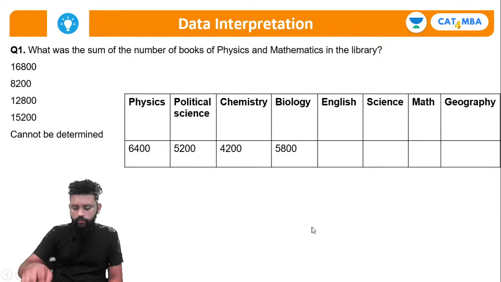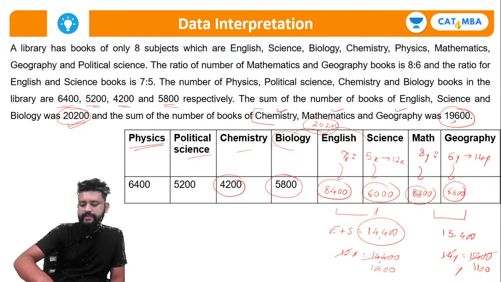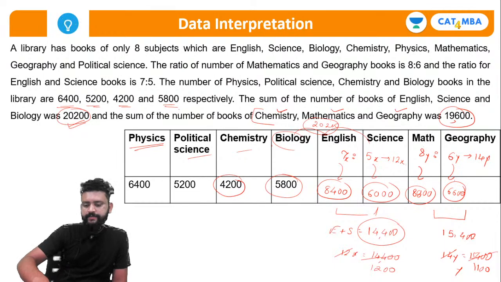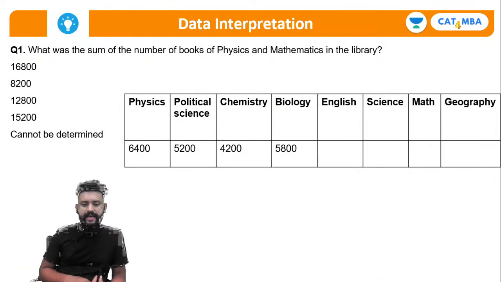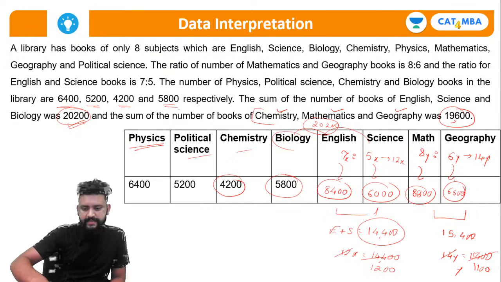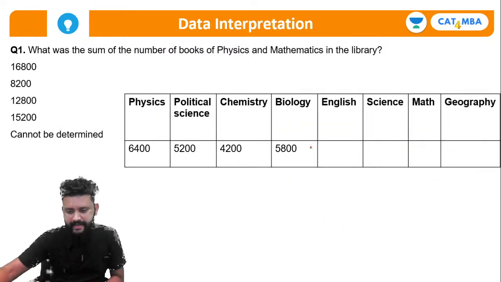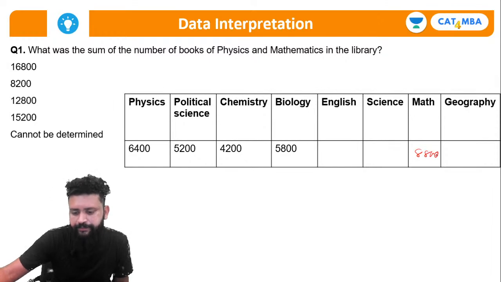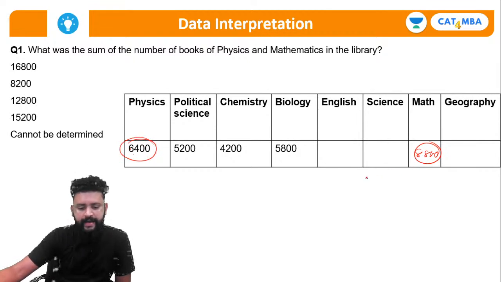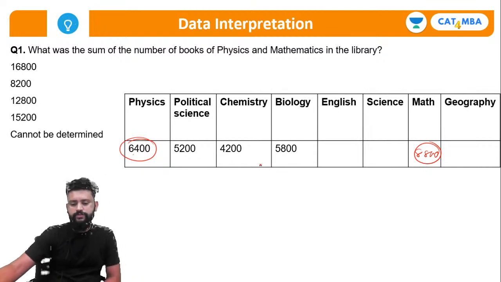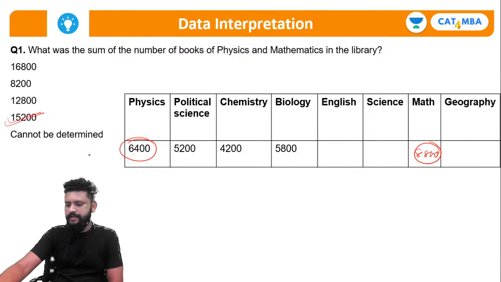So what are the values we got? 8,400, 6,000, 6,600, 8,800 for maths. So what is the sum of the number of books of physics and mathematics in the library? So physics and mathematics we know it is 8,800, and physics it is 6,400 and 8,000. 6,000 plus 8,000 you can do is 14,000, 15,200. That's the right answer. Answer option D.